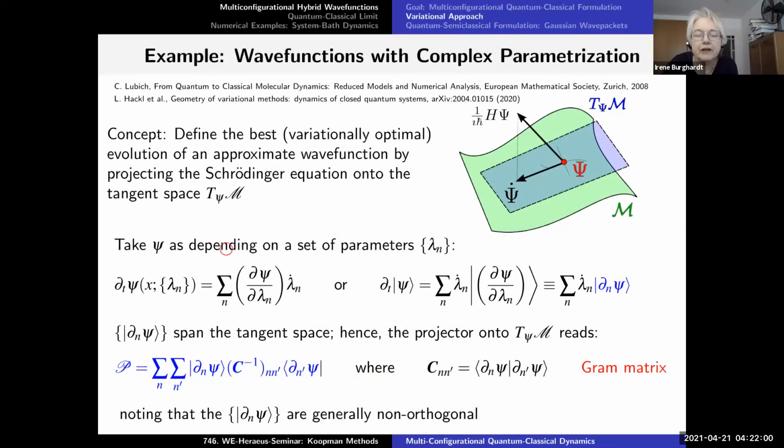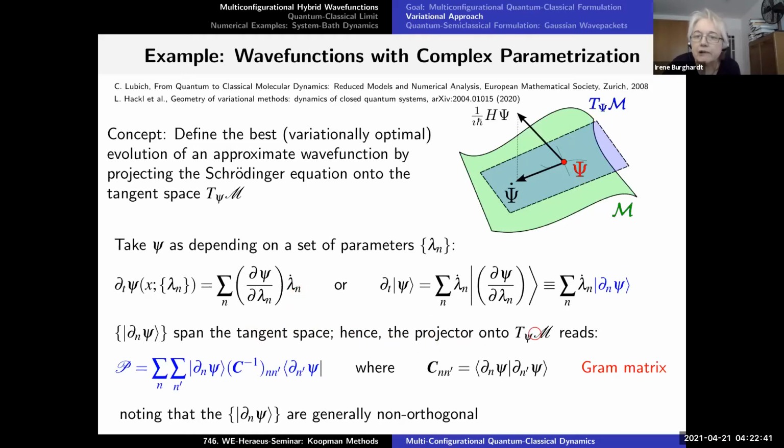And if we take the wave function as depending on a set of complex parameters lambda, we would have the variation, the time evolution of the wave function, expressed in terms of the time evolution of the parameters. And so we can define these variation vectors living in the tangent space in terms of the derivatives of the wave function with respect to the parameters. So these are a set of vectors that span the tangent space for a particular approximate form of the wave function defined in terms of these lambdas.